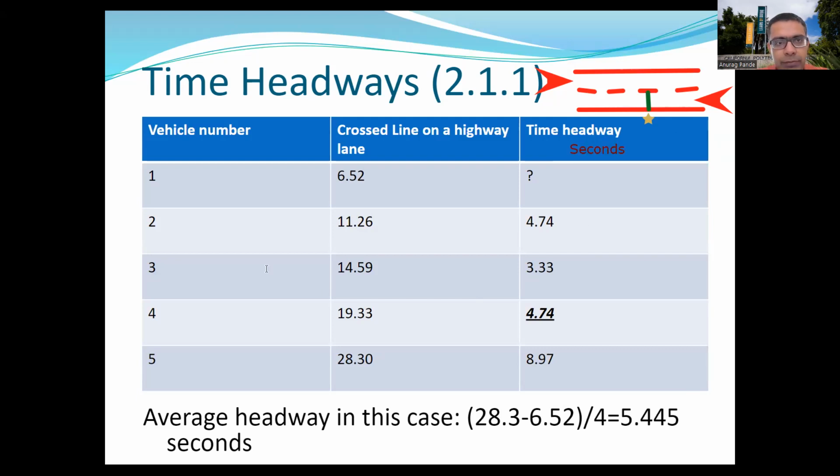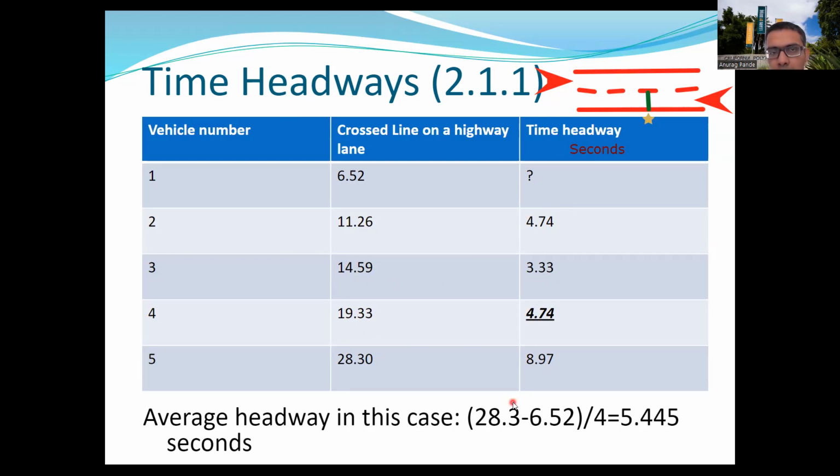Then when the third vehicle passes the line, I note that time as well. It's 14.59 seconds, and that gives me 3.33. So you can see that the values in the last column are the differences between consecutive vehicles passing the same point on the roadway. I can do the same measurement for the other side; I'll just need to do it at the other place.